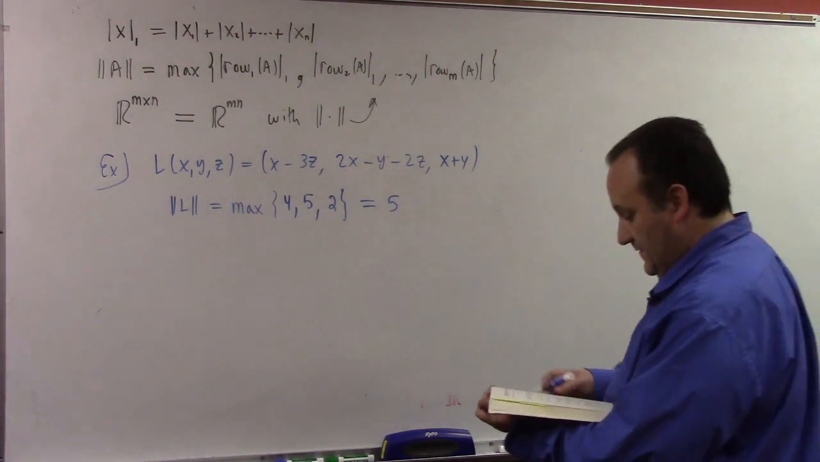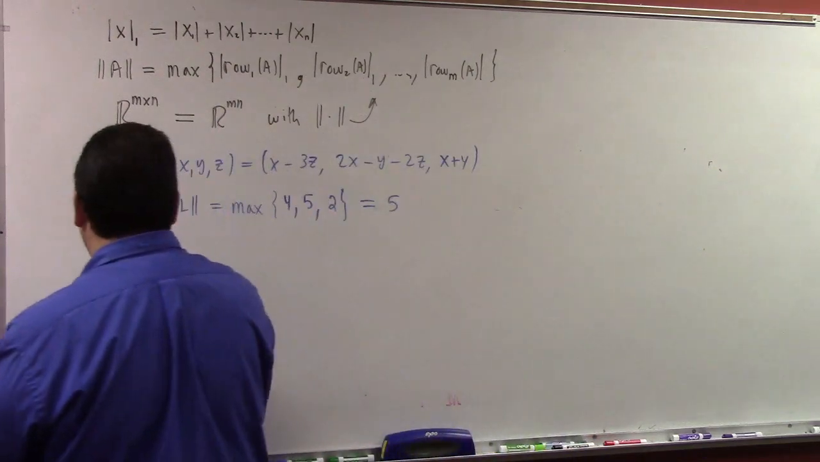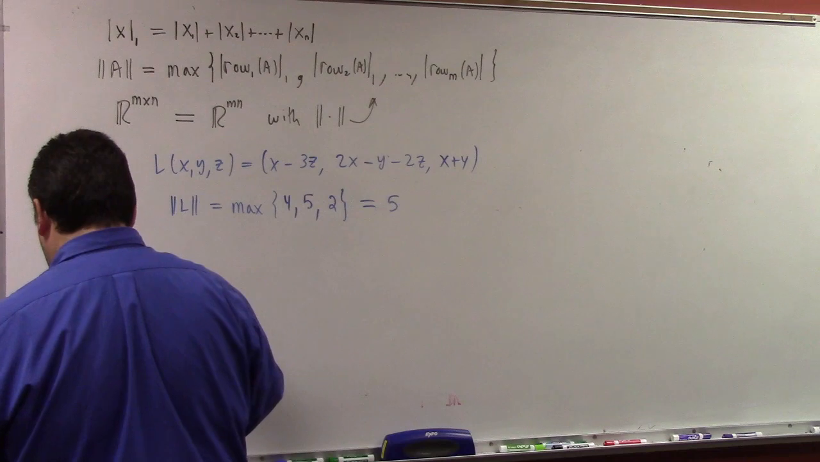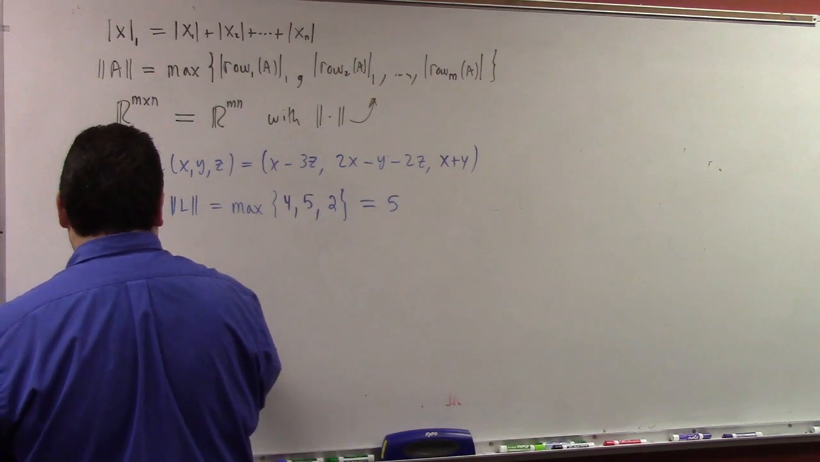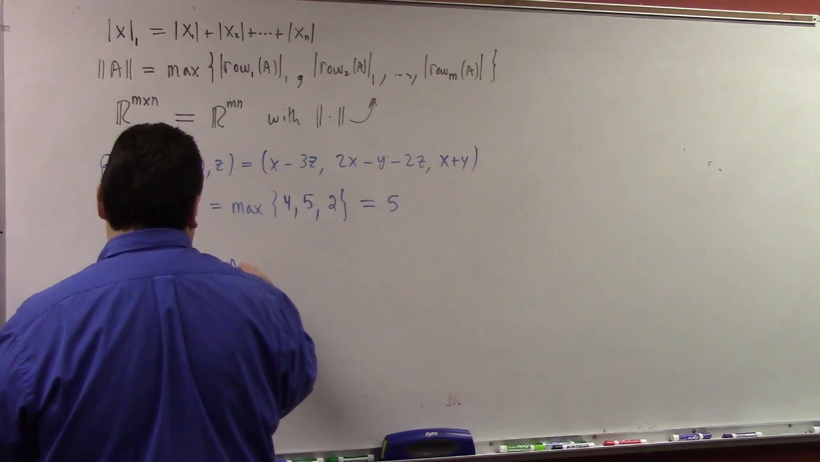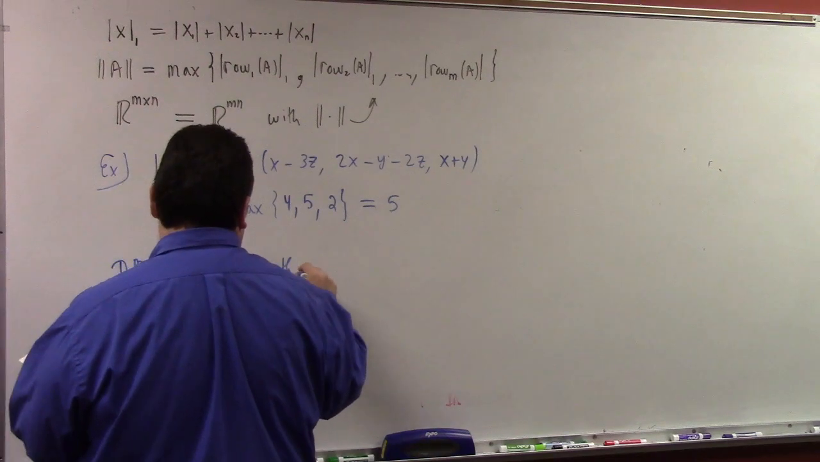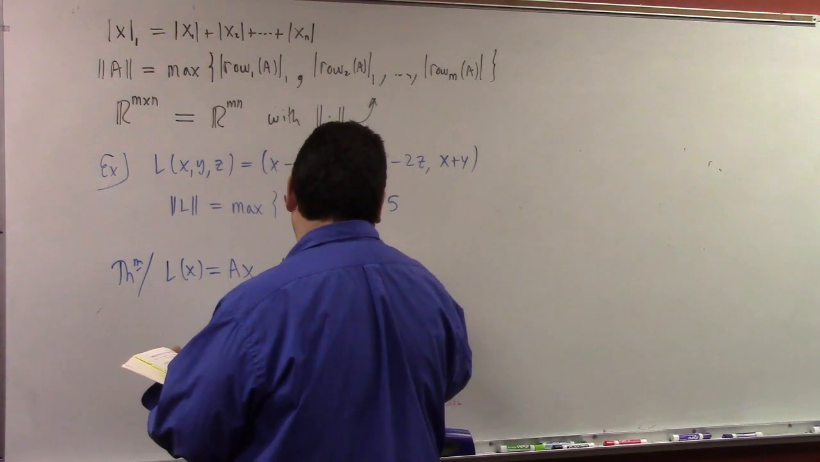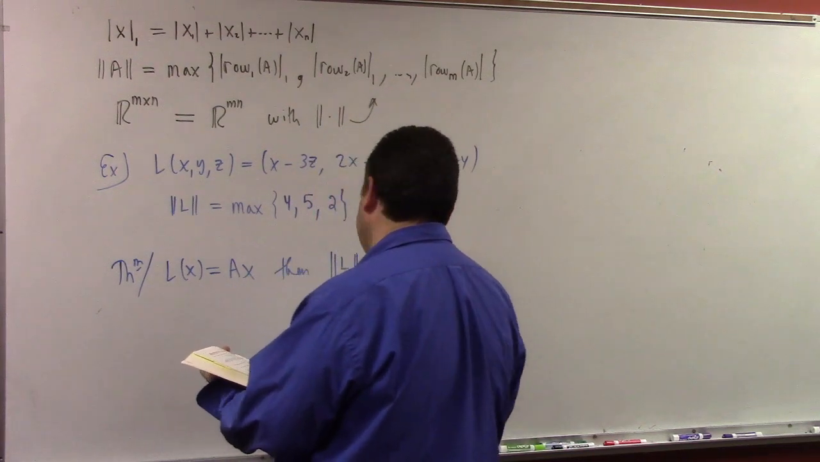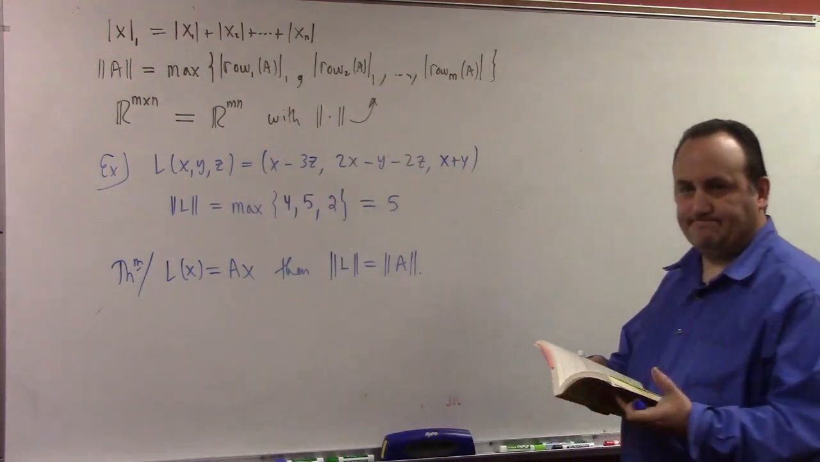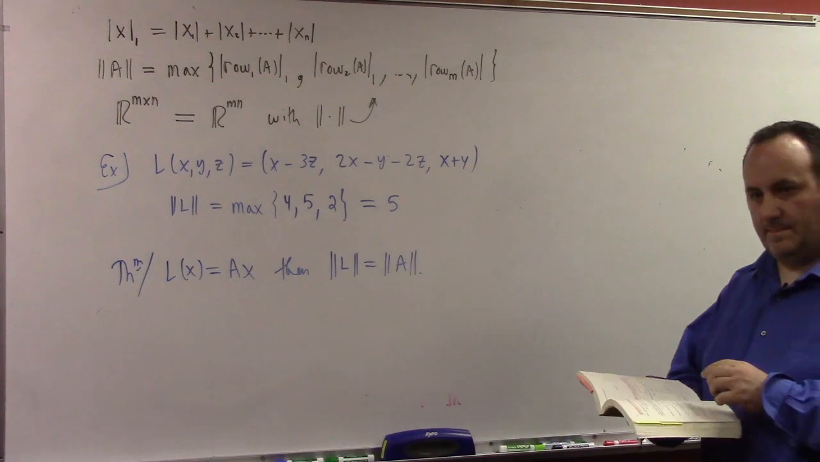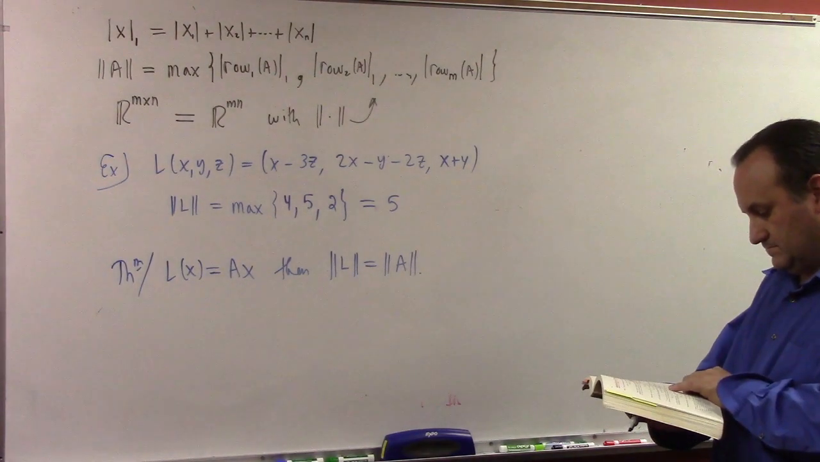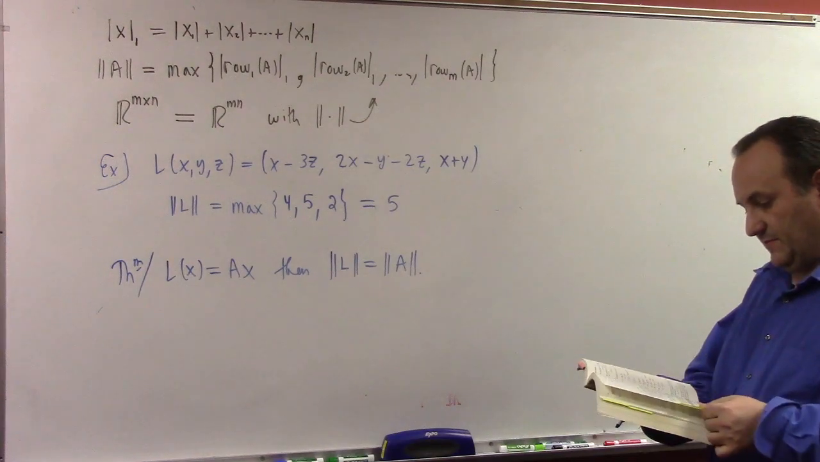And then with all this together, you asked why he made this definition for the norm of a matrix. It's pretty much because with all this set up, if you have L of x equals Ax, well, guess what? The norm of L is equal to the norm of A with this setup. And I'll skip the proof of that.